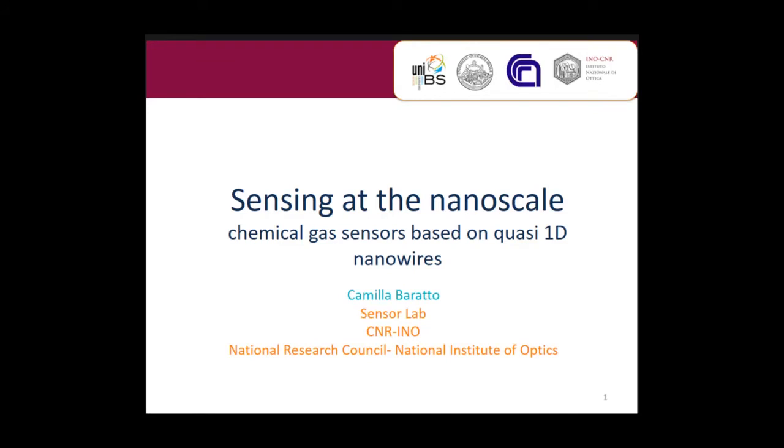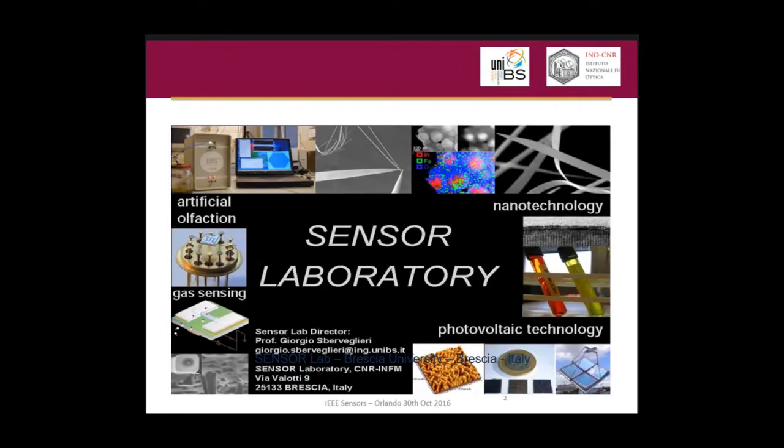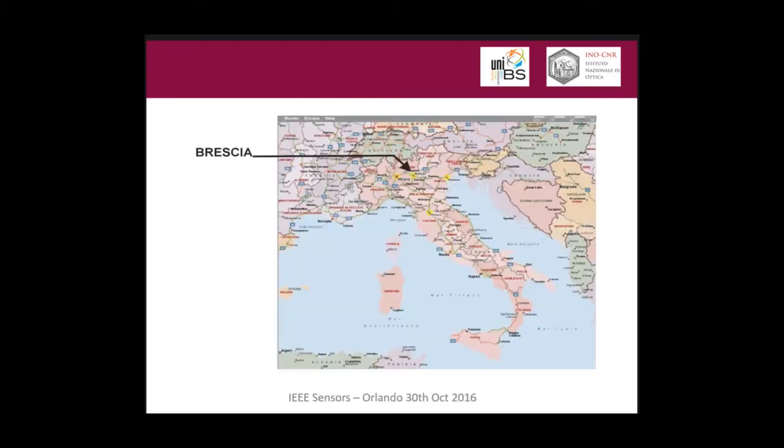Okay, so I am a researcher at the University of Brescia in Italy, and I am a researcher of the National Research Council. The lab where I work is a sensor laboratory, a joint laboratory between the university and CNR, and we are mainly dealing with metal oxide gas sensors. We are in the north of Italy, in between Milan and Venice.